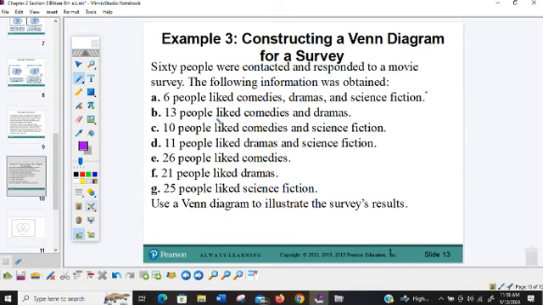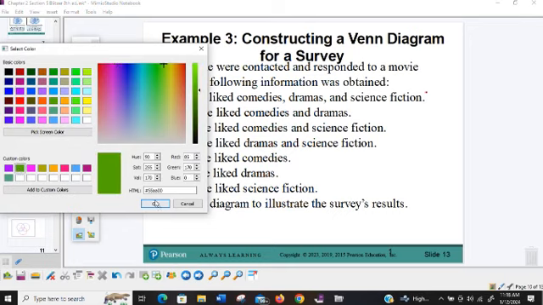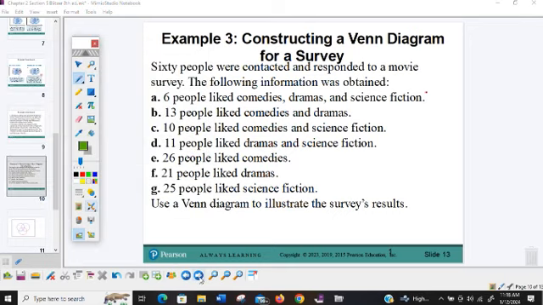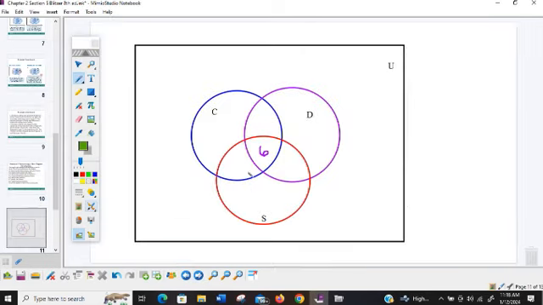It says 13 people like comedies and dramas. So between the C and the D circles, we need 13. Now let's look at that. I'm going to get a different color again. So 13 people like comedies and dramas. Here's comedies, here's dramas. This right here has to add to 13. We already have 6, so this piece would be 7. Now we have 13 that like comedies and dramas.